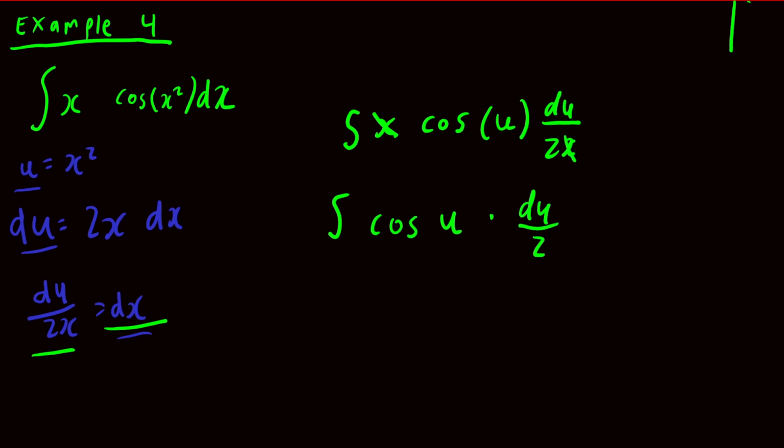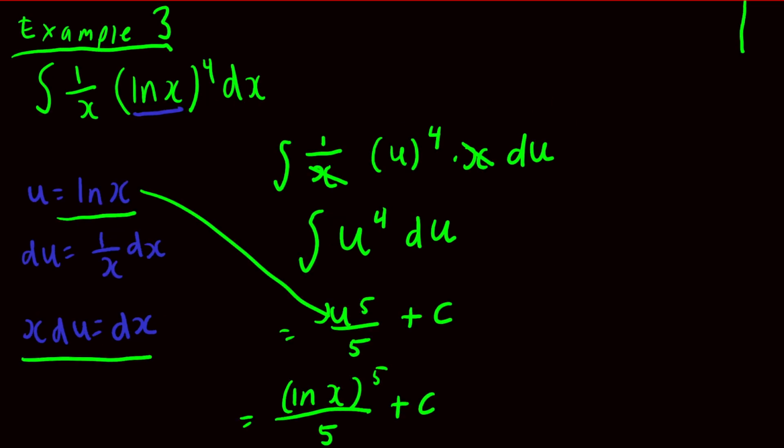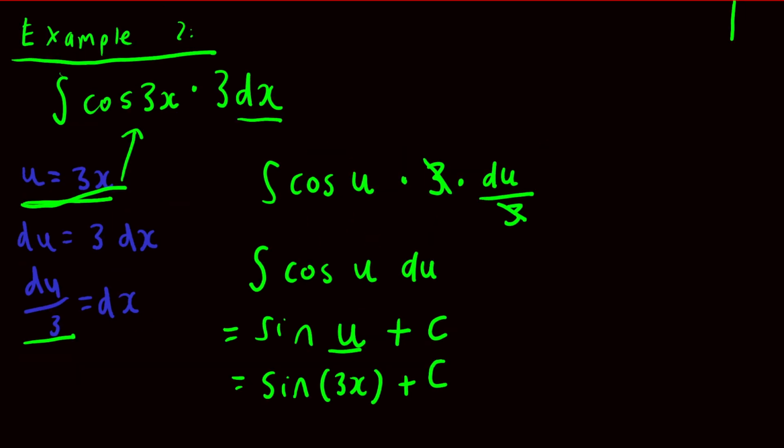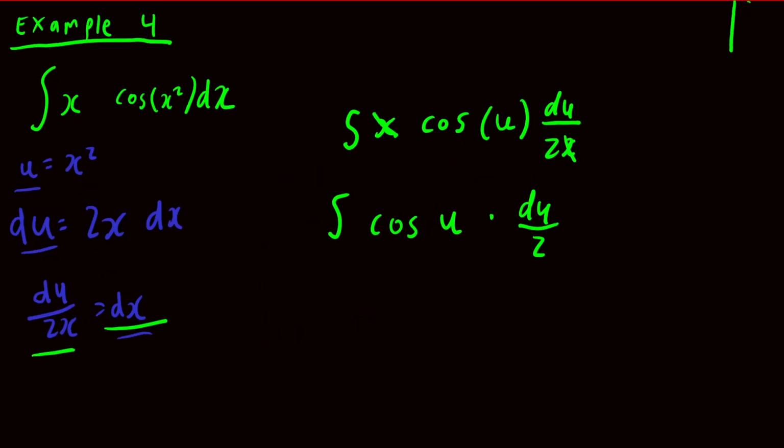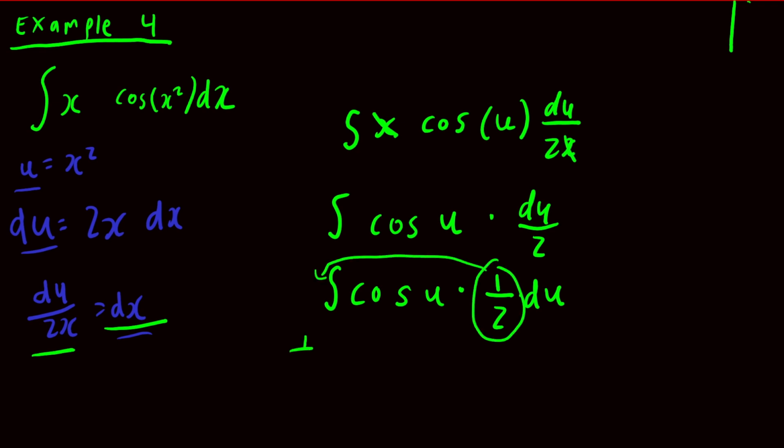du over 2. Now, in the other questions, we just had a du. Now we have a du over 2. Well, you guys can agree with me that this is the same thing as cosine u times 1/2 times du. Well, since this 1/2 is a constant, we can just pull this out. So now we have 1/2 integral cosine u du, and we can proceed as normal.